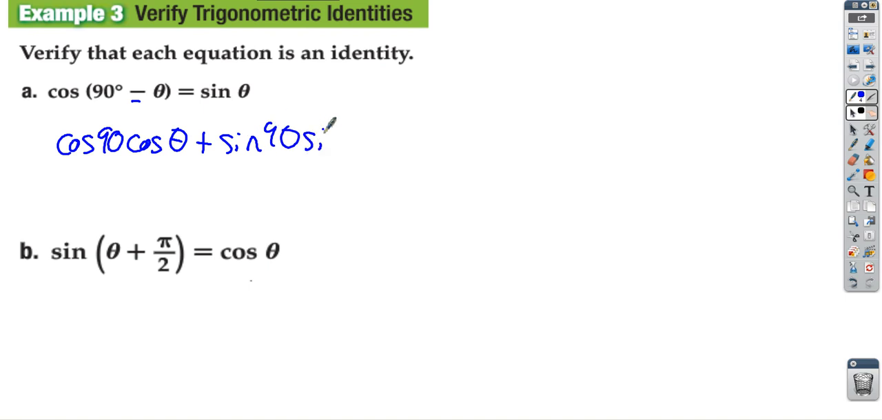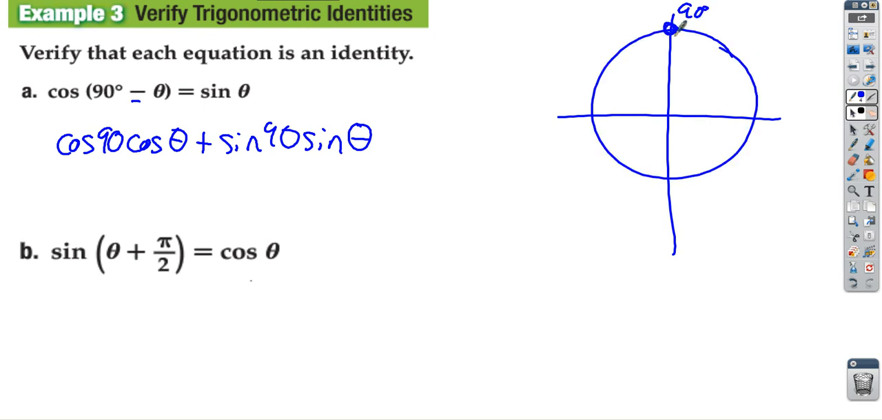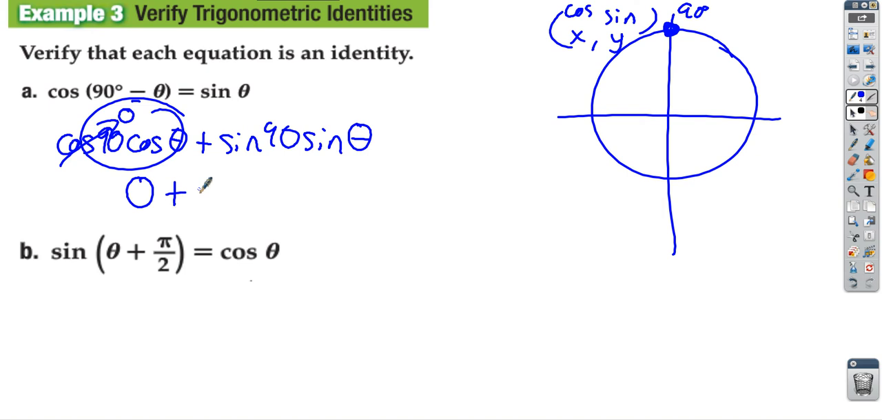And we want to prove that this is an identity, so let's look at the unit circle again. 90 degrees is up here, and the sine is the y-coordinate, and the cosine is the x-coordinate. So if you look at the x-coordinate right here at 90, the x-coordinate is 0. That means the cosine right here is 0. So 0 times that whole thing is 0. And the sine of 90, the y-coordinate up here, is equal to 1. So this is going to be 1 times sine theta, and 1 times sine theta equals that right there. So that works.